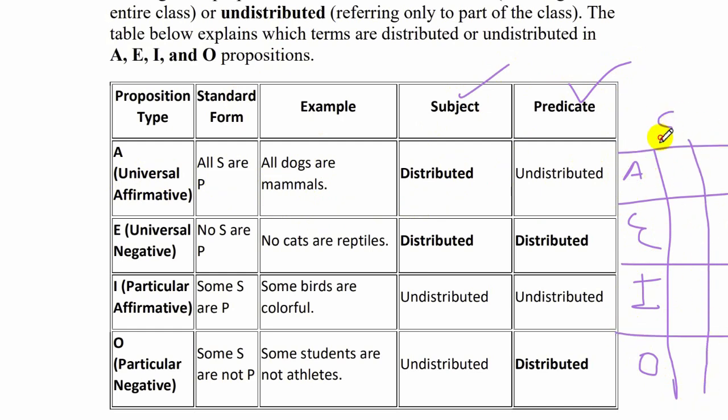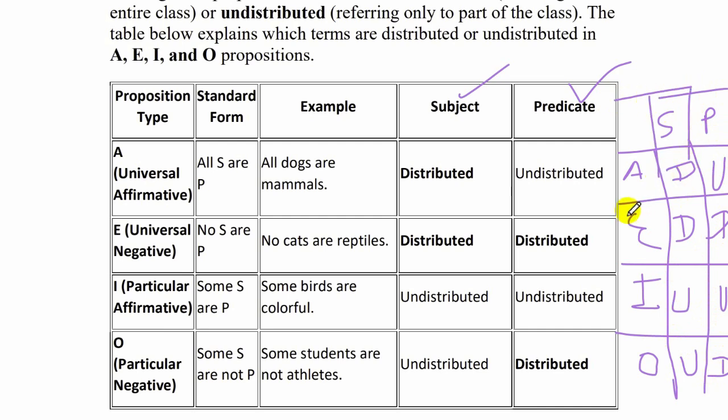Create one table like this. On top write SP, that is subject and predicate. Start with D, D, U, U. Okay, and then continue again U, D, U, D, alternate. So first two D's, two U's, then UD, UD again.